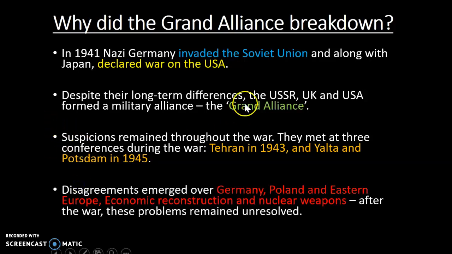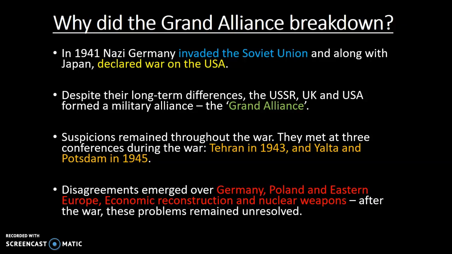In 1941, we do have the invasion of the Soviet Union by Nazi Germany, and it's at that point where the Soviet Union becomes part of the alliance. The United States at that point will start to send material to the Soviet Union as part of the Lend-Lease program, and ultimately the United States enters the war when it is attacked by Japan and declares war on Japan. Germany will declare war on the United States.